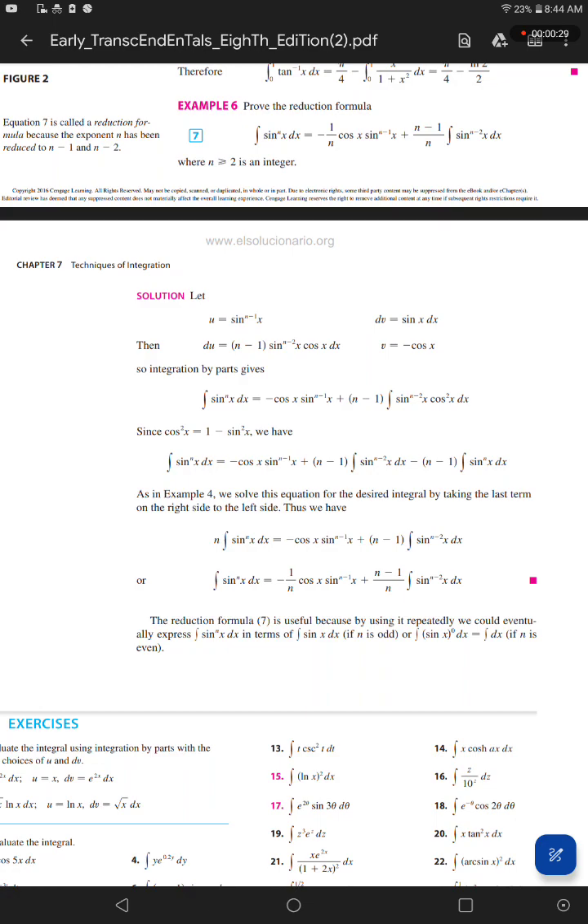Back to the text, equation 7. The integral of sine to the power n dx equals negative 1 over n cosine x sine to the power n minus 1 x.